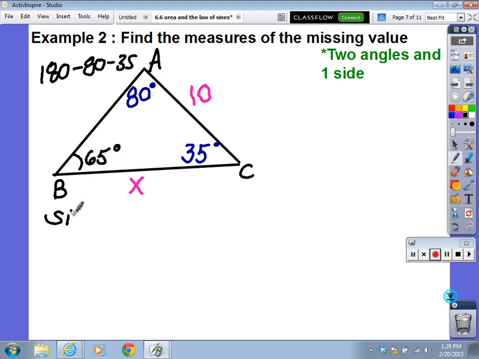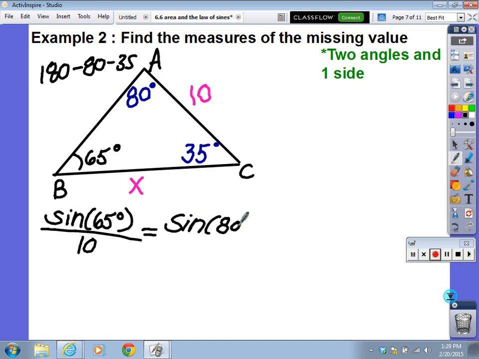So sine of 65 degrees over the side across from it, so 10, will be equal to the sine of 80 over x. Now, could I have set it up as the sine of 80 over x is equal to the sine of 65 over 10? Yes, right? I mean, that's kind of obvious. We're past that point, but I just had to ask to make sure. It doesn't matter which way I set it up, right?